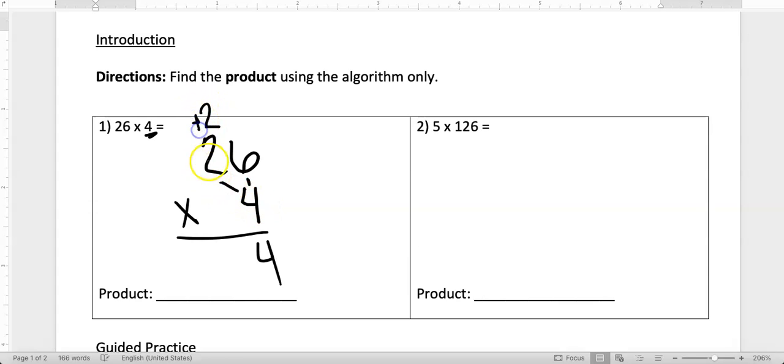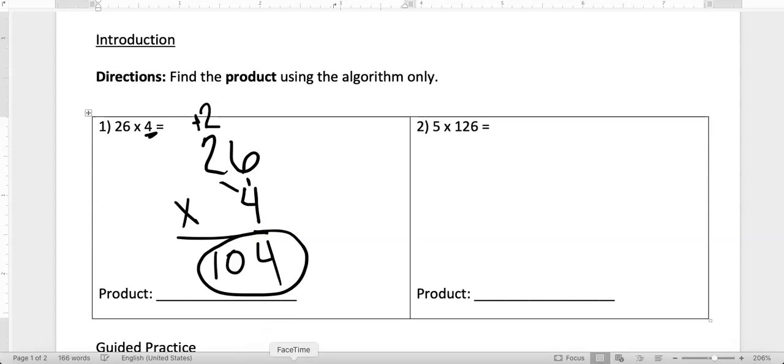Don't forget these two tens up top. 4 times 2 is 8, plus that 2 was 10, and now I'm able to write 10. So the product of 26 times 4 is 104. That was a little whack. Sorry. Let me do that circle better.